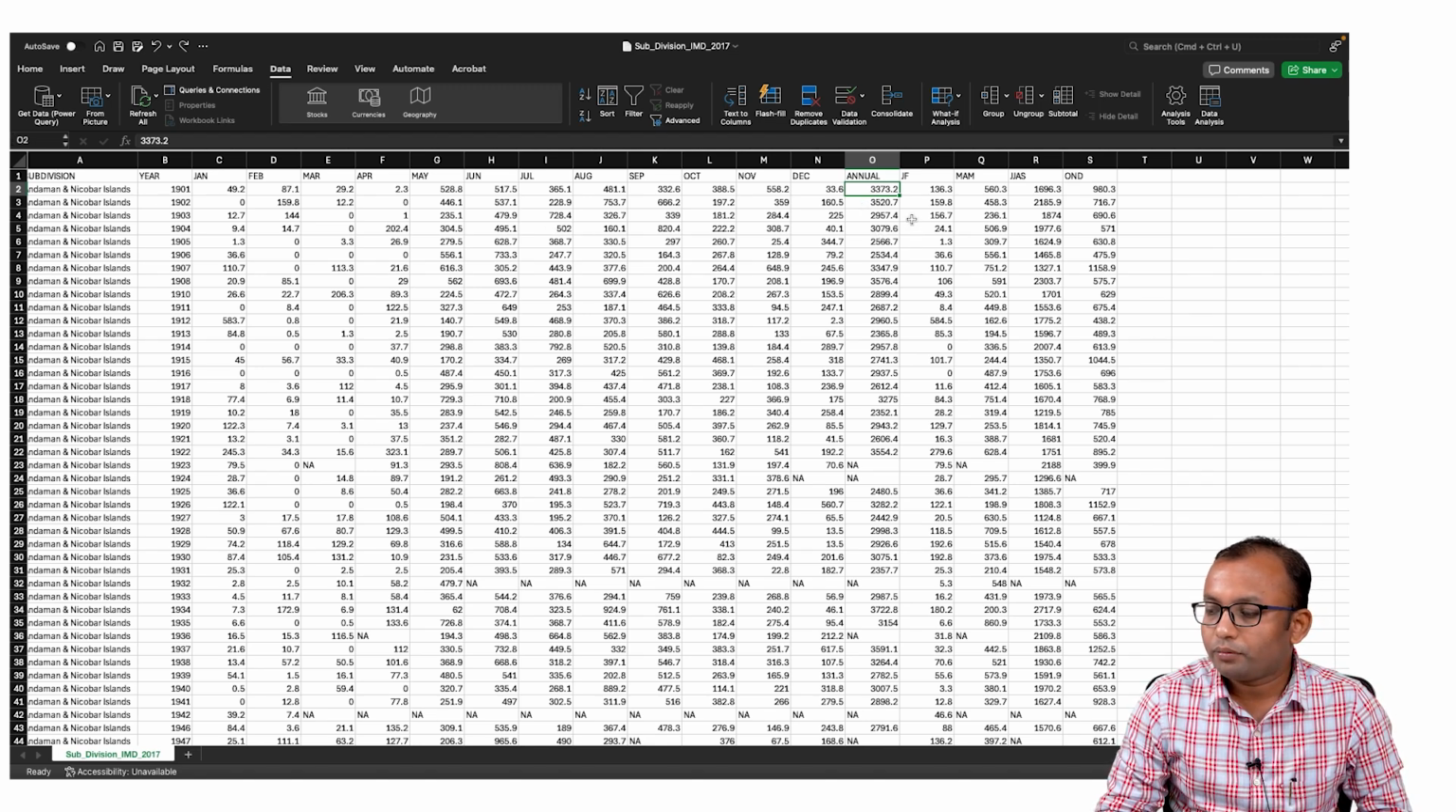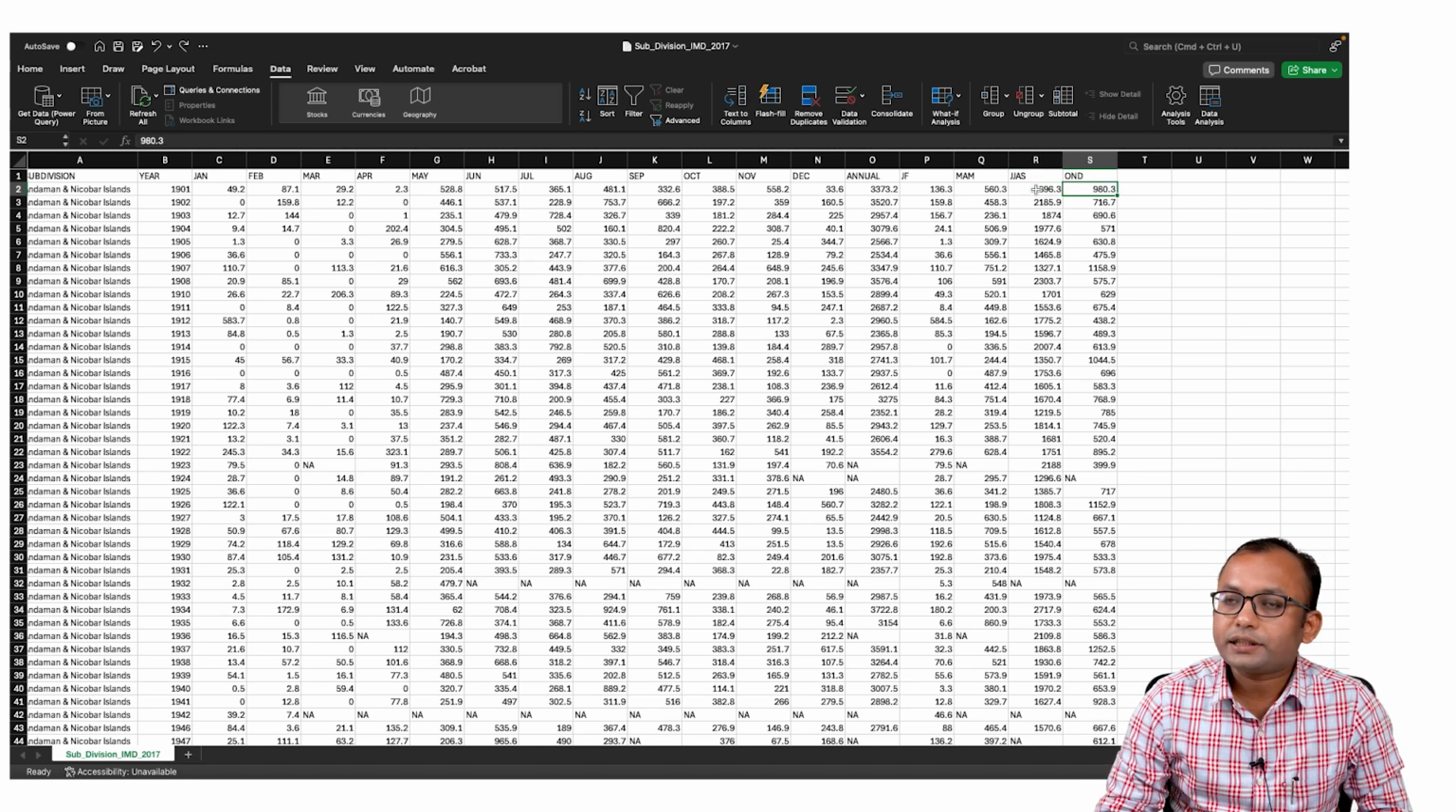Then you have another column, JF, which is the cumulative sum of your January and February months for that particular region for that particular year. Then you have March, April and May. Then you have JJAS, which is June, July, August and September, and then you have OND, which is October, November and December rainfall amount.